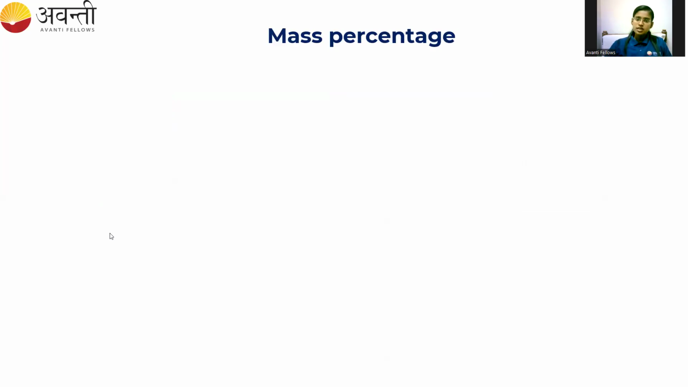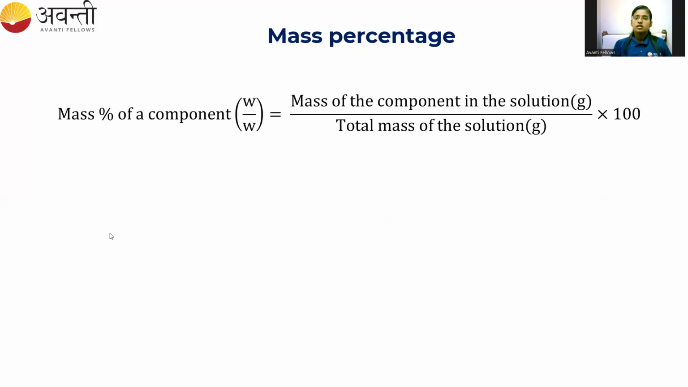For each concentration term I will give you one formula, and you are going to memorize it, then apply those formulas to problems and solve them. The formula for the mass percentage of any component is equal to the mass of the component in the solution divided by the total mass of the solution, into 100.